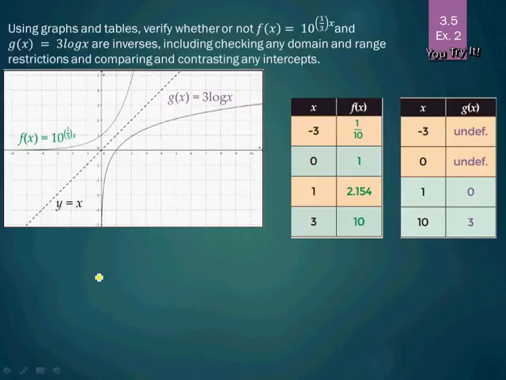Using graphs and tables, verify whether or not f(x) = 10^(1/3 x) and g(x) = 3 log(x) are inverses, including checking any domain and range restrictions and comparing and contrasting any intercepts. Okay, so let's first just check our graph for the reflection.